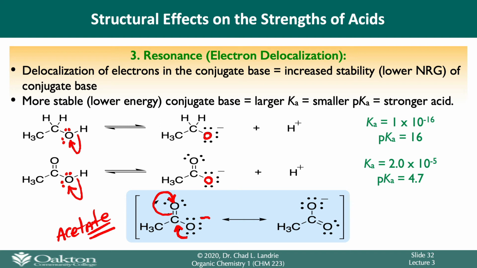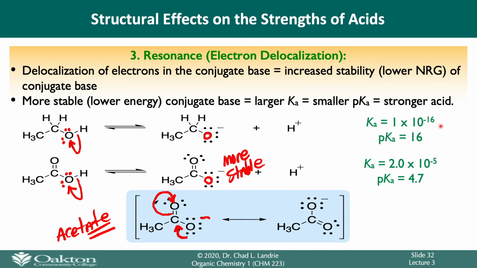That is a stabilizing effect. The conjugate base of acetic acid is more stable, much more stable than the conjugate base of ethanol. And the more stable the conjugate base, the bigger the Ka. And that's what we see here, right? A Ka that's much bigger, right? 10 to the negative fifth compared to the Ka of ethanol, 10 to the negative 16.